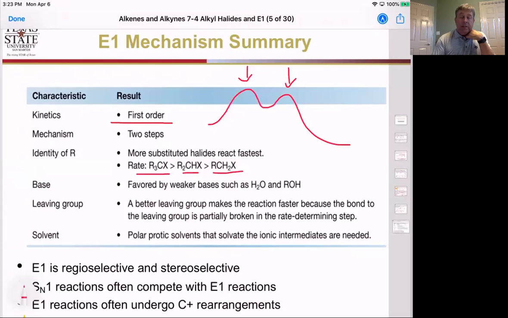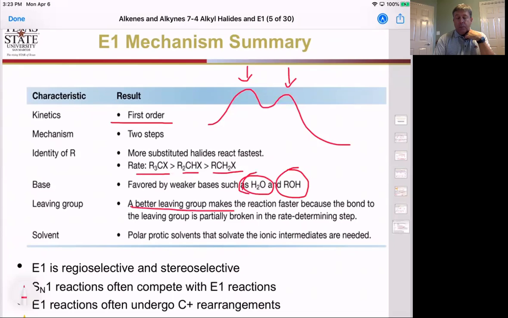Now, the reason this reaction works through that carbocation intermediate is because we have very weak bases like water and alcohols. It's favored because instead of acting as a nucleophile, it's waiting for the leaving group to leave to form that carbocation, and then it can come in and do the reaction. That means the leaving group drives the reaction here. Therefore, iodine is faster than bromine, which is faster than chlorine.